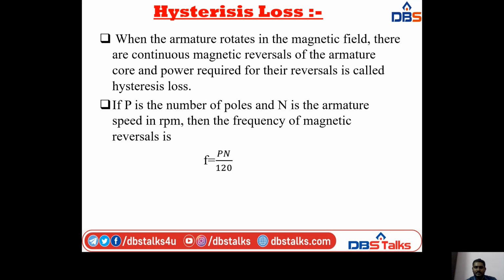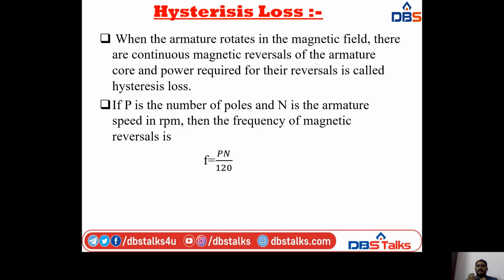Next, when the armature rotates in the magnetic field, that means the armature core or iron core, there are continuous magnetic reversals of the armature core. The power required for their reversal is called hysteresis loss. So some power is required for their reversals, and that power required is called the hysteresis loss. That means some power is wasted.